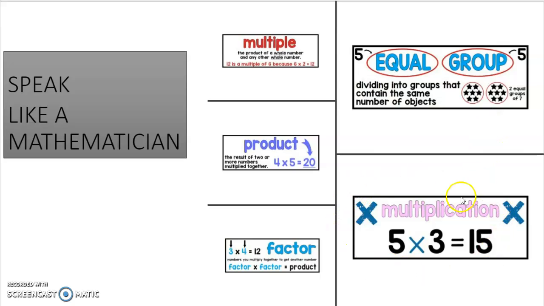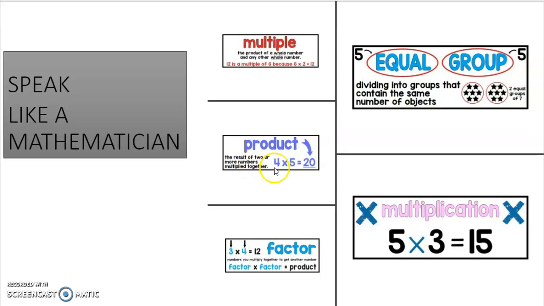We have multiplication. Well, we know that multiplication is combining equal groups. Now, our equal groups vocabulary card right here says we're dividing into groups that contain the same number of objects, but we can also do the opposite. We can also join equal groups. Dividing into equal groups is what happens when we divide, and joining equal groups is what happens when we multiply.